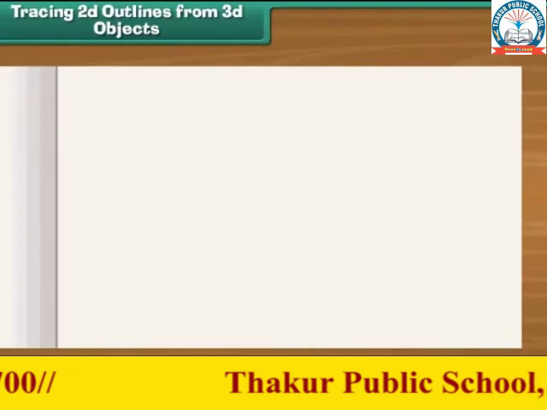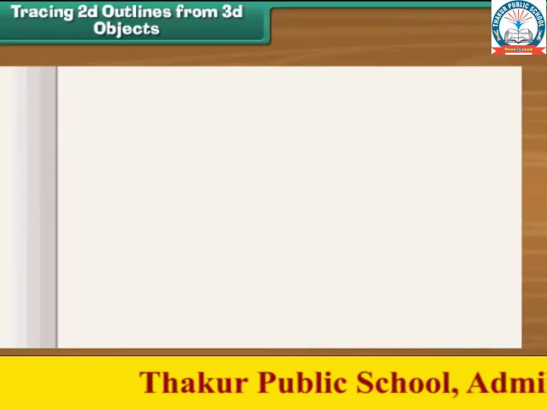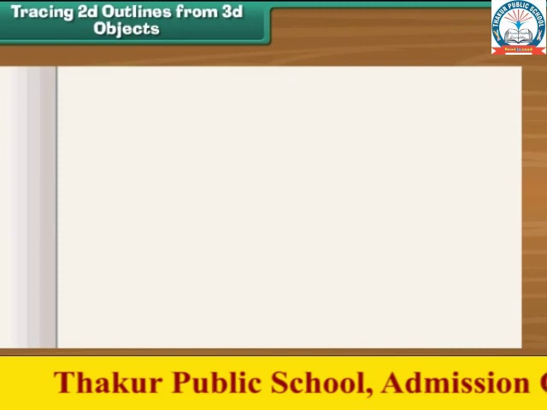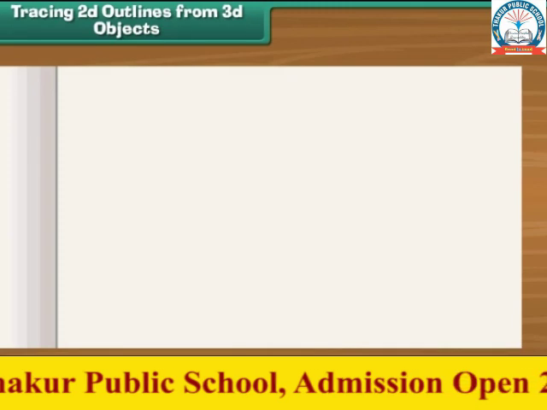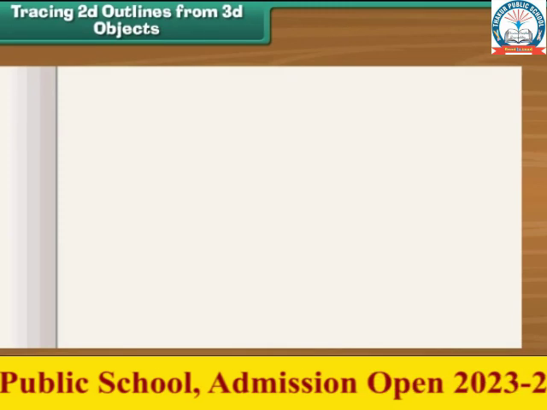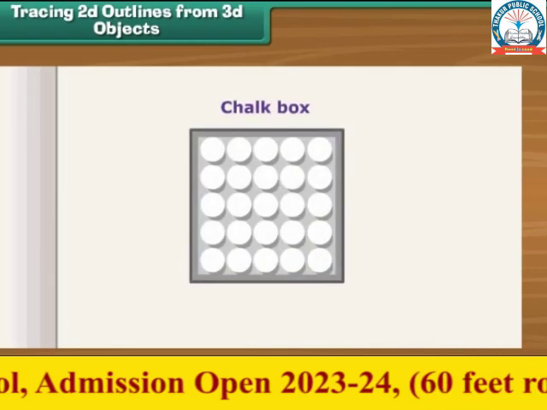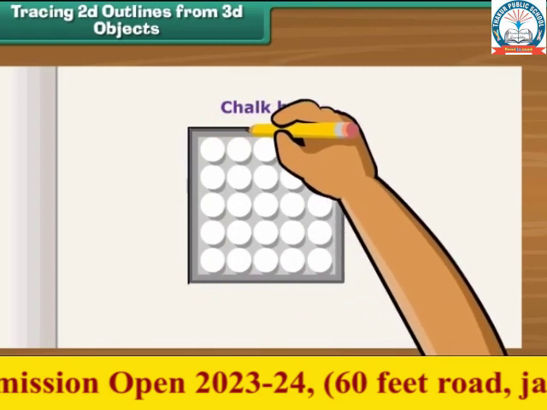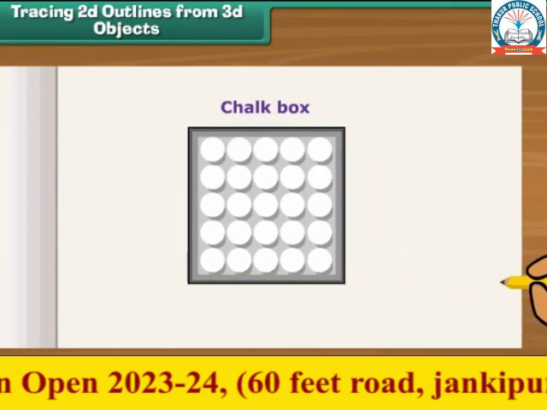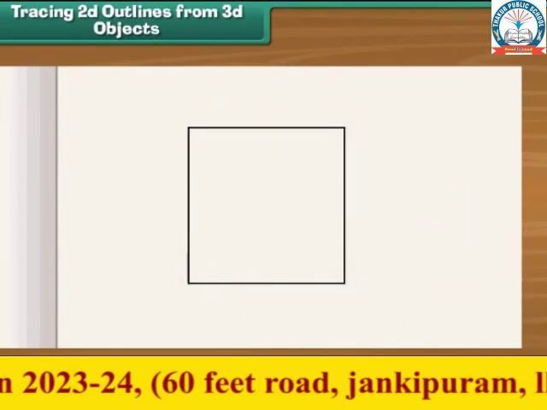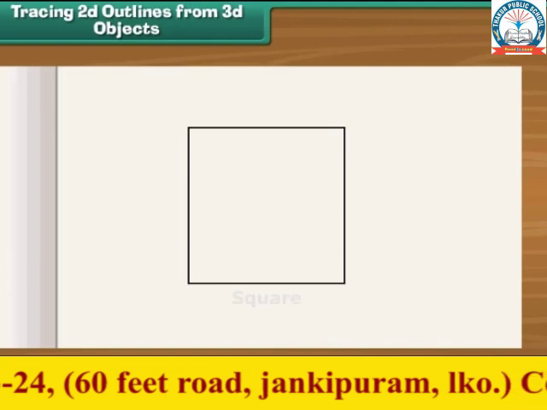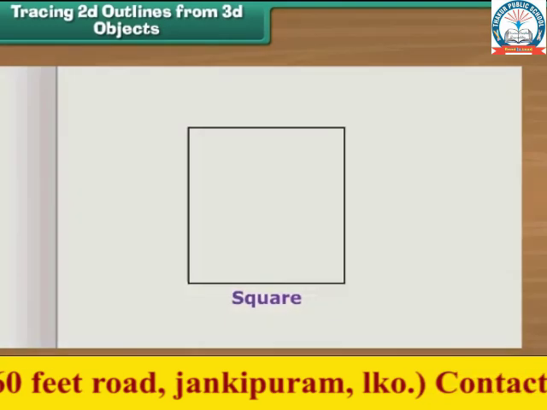Tracing 2D outlines from 3D objects. Let us learn to trace outlines of 3D objects on paper and see what we get. Place a chalk box on a sheet of paper. Draw lines along its outer edges. Remove the chalk box. You can see a square on the sheet.